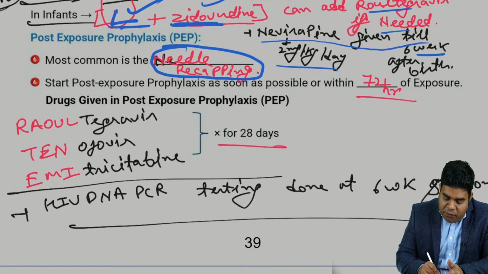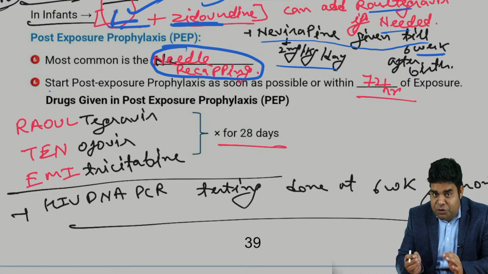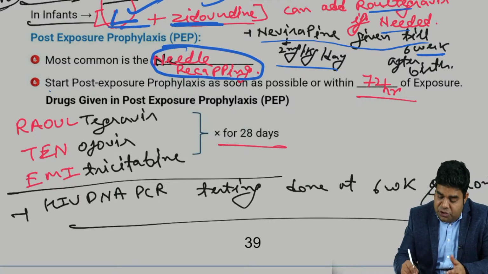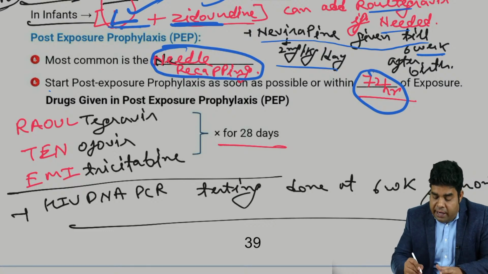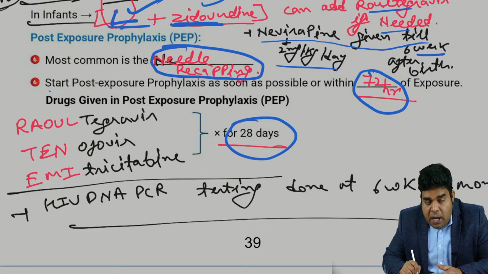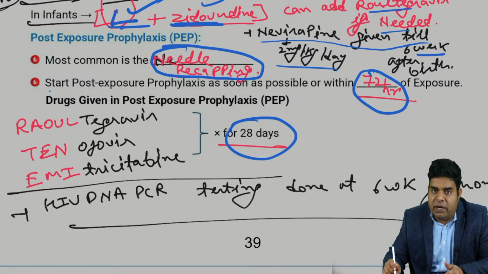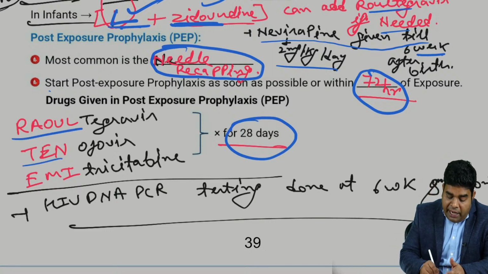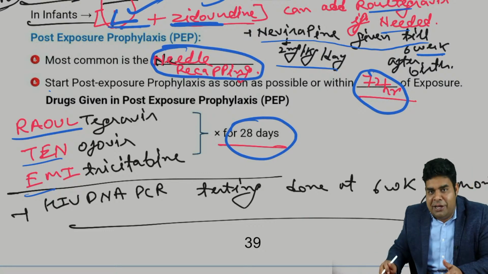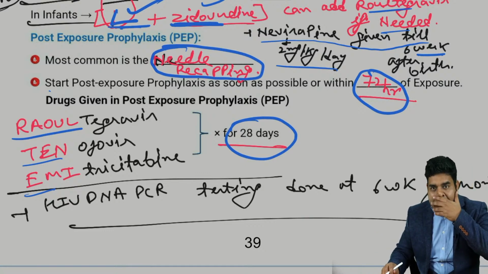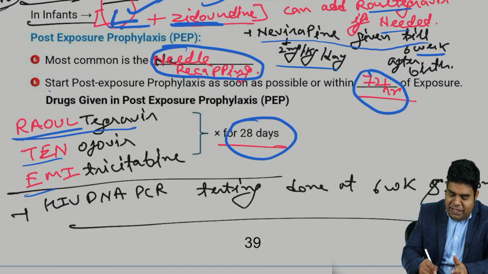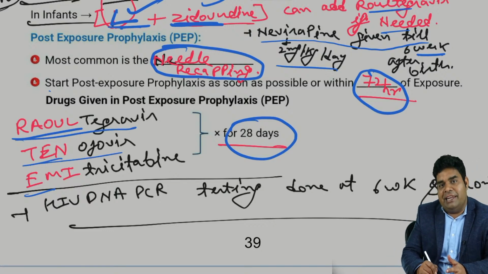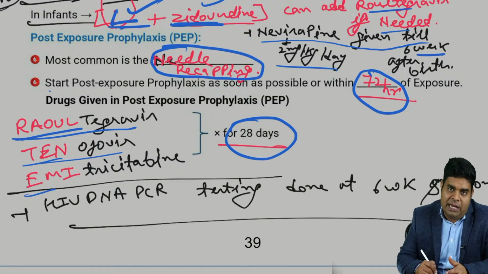So when you take this injury due to any reason, if you got injured, within 72 hours you should start post-exposure prophylaxis and it should be taken for 28 days. Park has written that the 3 drugs which we give are remembered as Rahul 10 EMI. Suppose Rahul is a guy who took a Lexus car on 10 EMI and then ran away. So Park has given these 3 drugs, Rahul 10 EMI: raltegravir, tenofovir, emtricitabine.